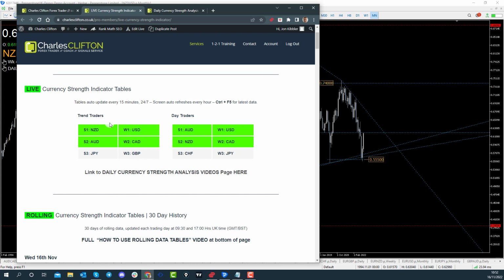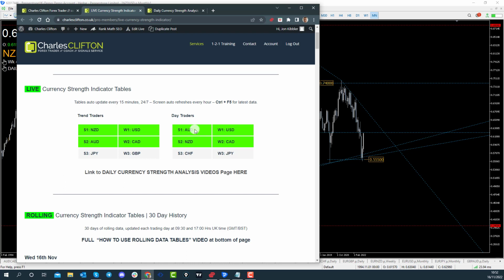So what are the tables showing us today? Well, it's showing us that the New Zealand dollar remains the strongest currency on the trend traders table, followed by the second strongest currency, which is the Australian dollar, followed by the Japanese yen, which is S3. W1 is the US dollar. The second weakest currency is the Canadian dollar, and the third weakest currency is the pound.